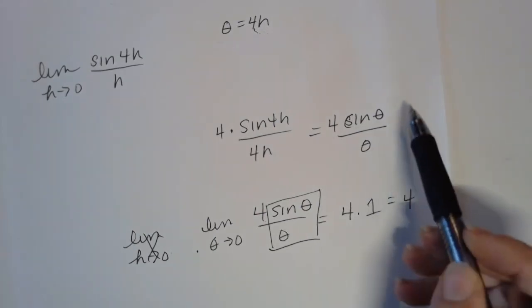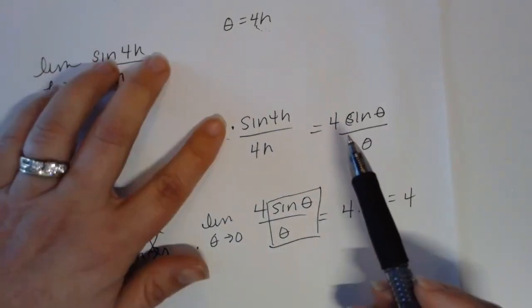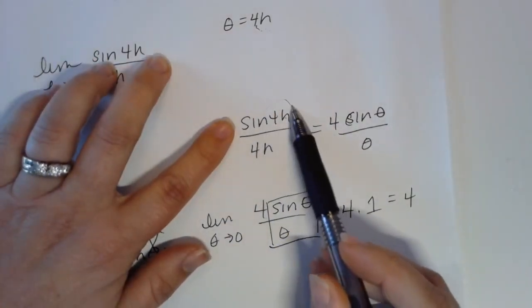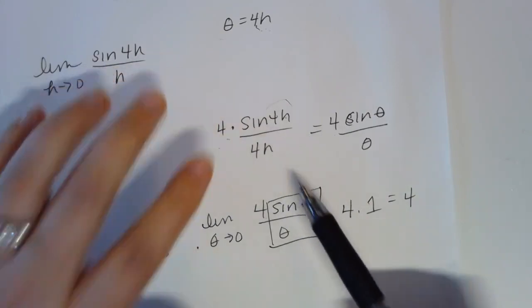Now, you don't have to do this complicated substitution every time, but what this means is that if I can make this value here match this value here, then I get 1 as my limit.